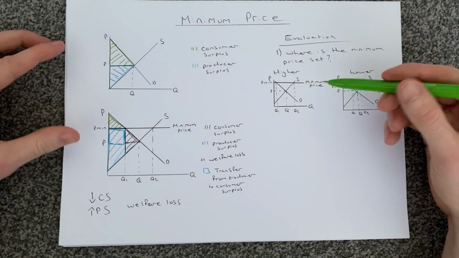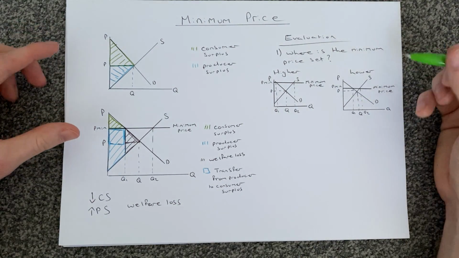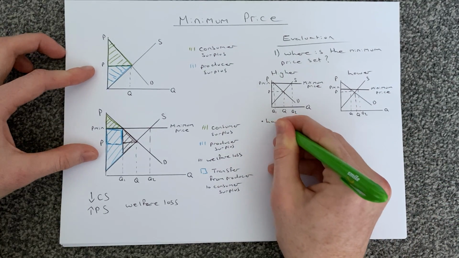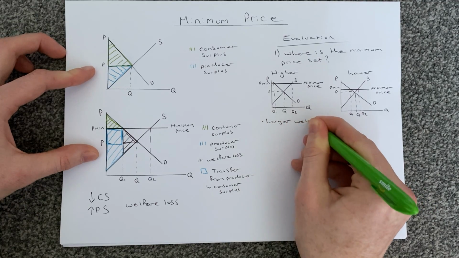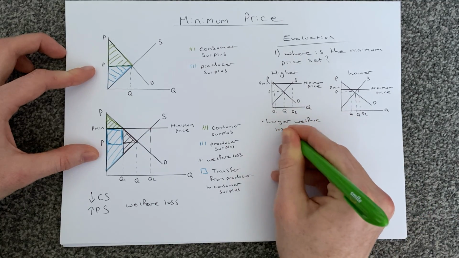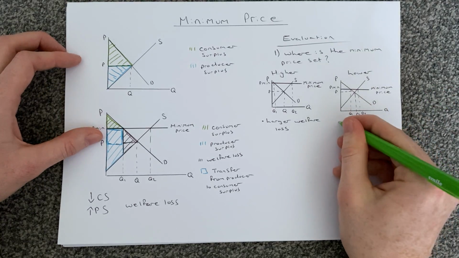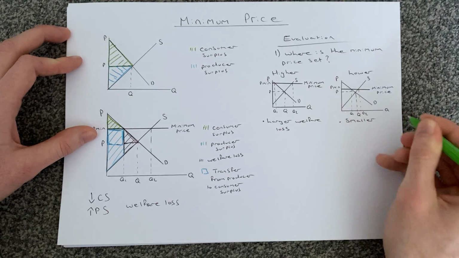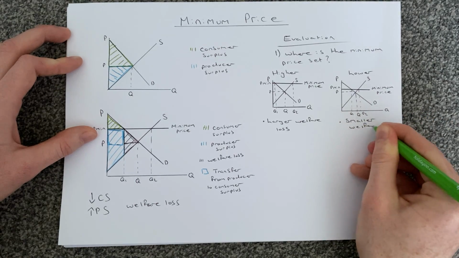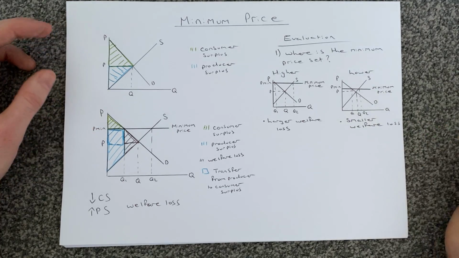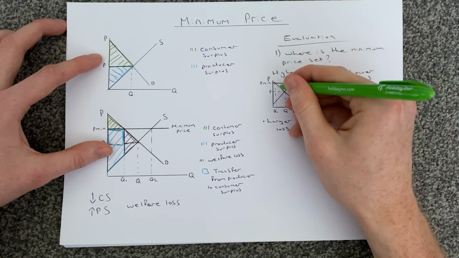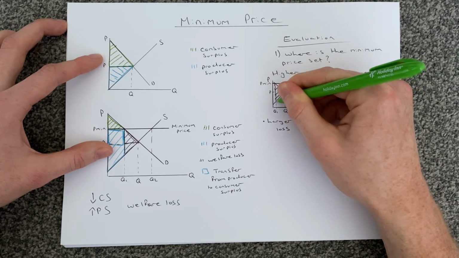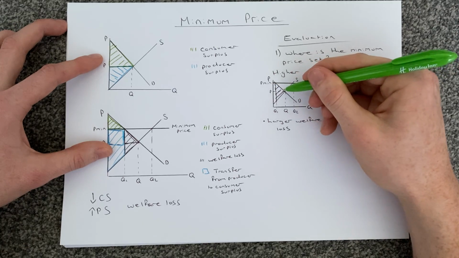So obviously the higher the minimum price from the original market equilibrium, we have a larger welfare loss. And that is obviously in comparison to the lower minimum price, where we have a smaller welfare loss. We can quite clearly see that on our diagrams, because if we highlighted the welfare loss in black, as we had done on our previous diagram, we see here that the welfare loss is significant.